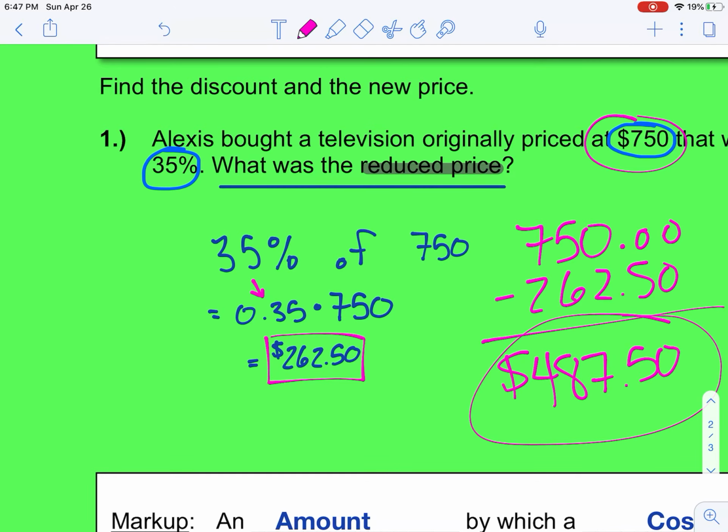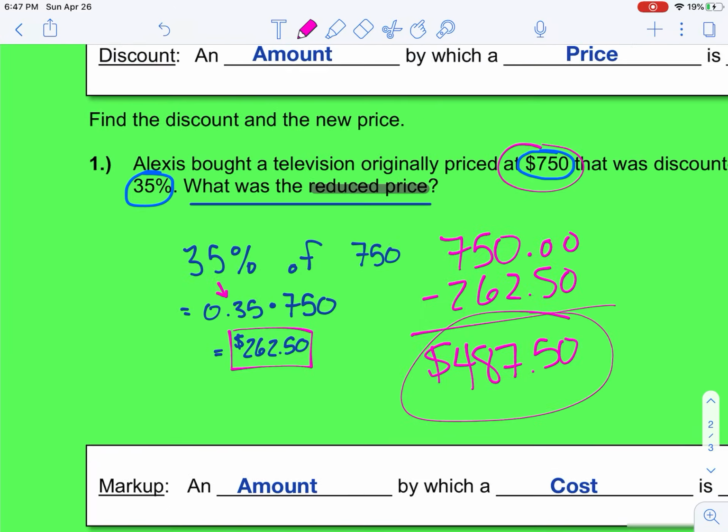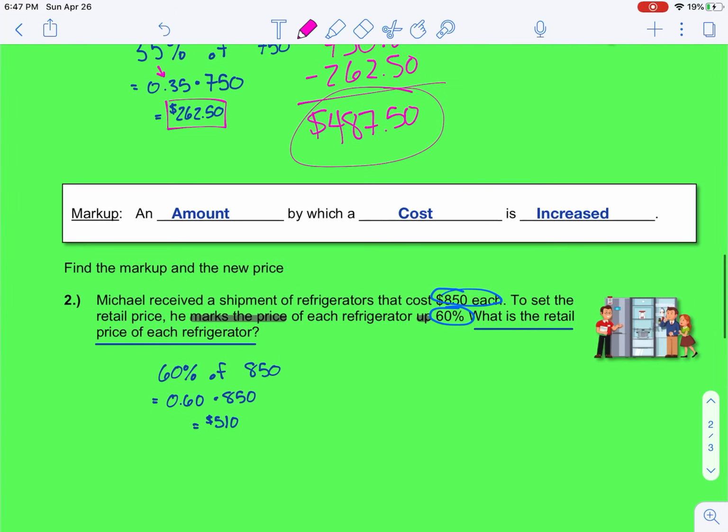Okay? Now, I know that it's hard for some of us to wrap our heads around this a little bit. However, there is a time where we do percent increase that is not just tax or tip. We have something in our world called markup. Markup is what businesses use to actually be able to make money. So a markup is an amount by which a cost is increased.